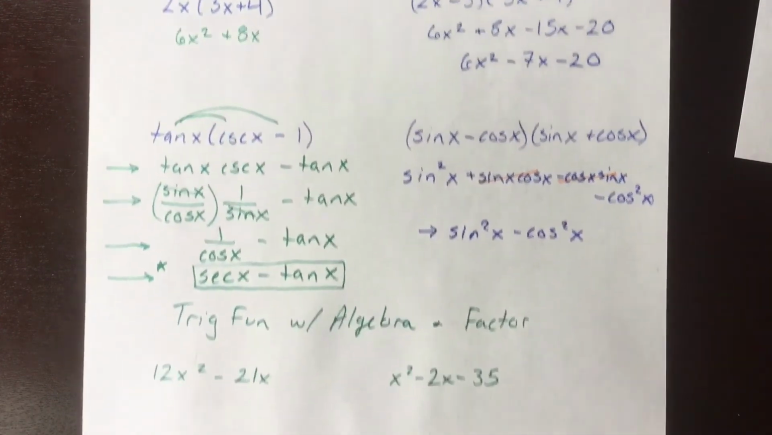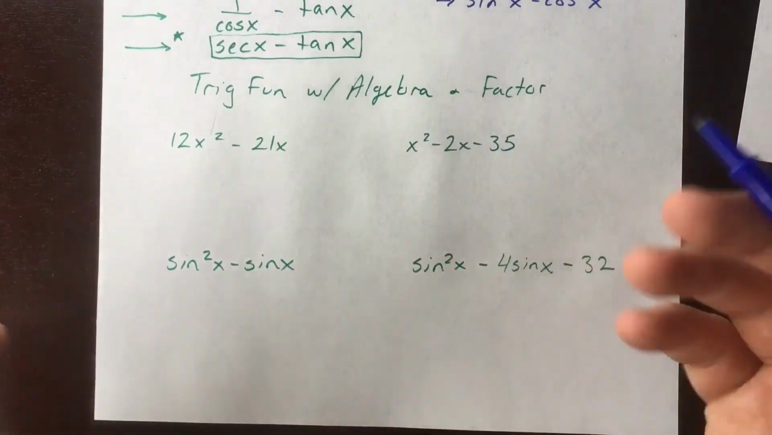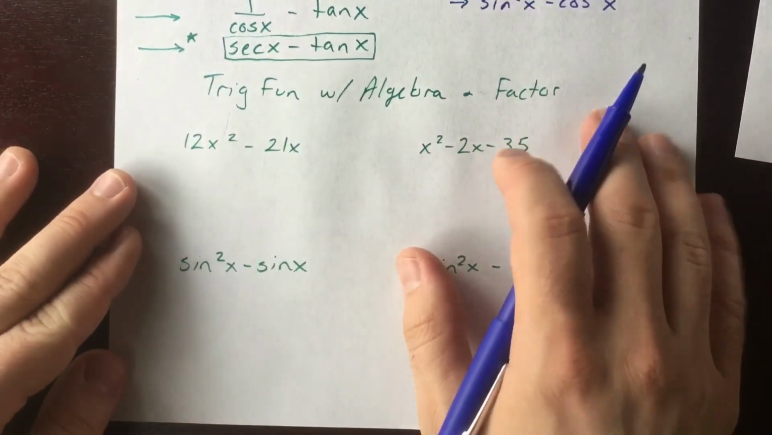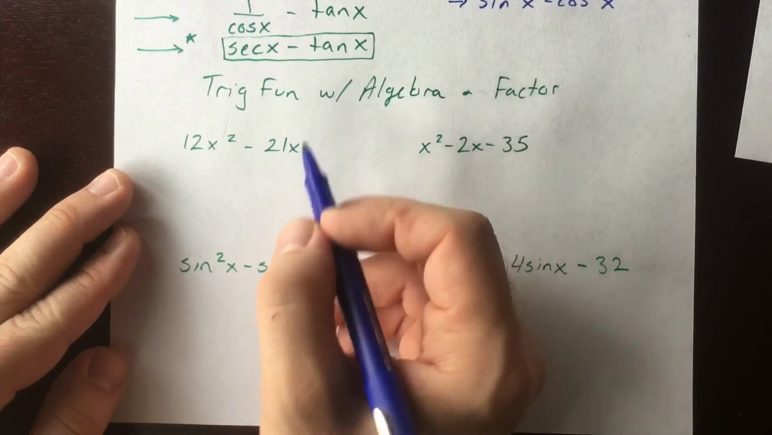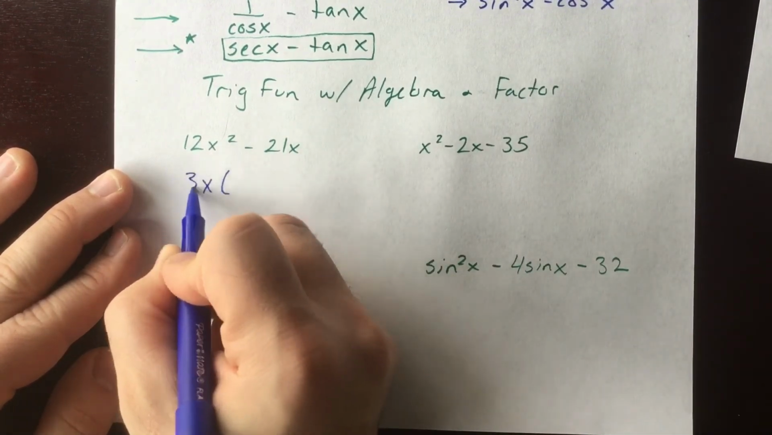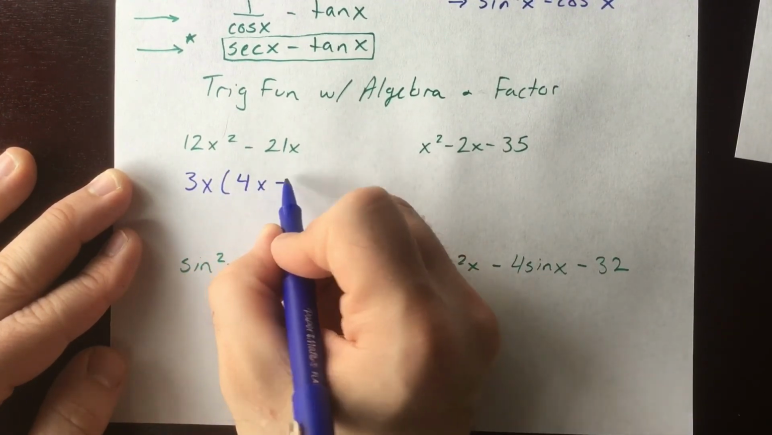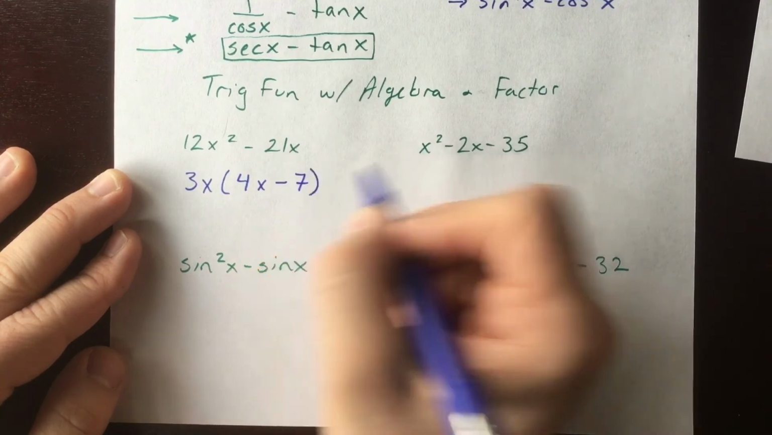So, let's try some algebra fun with factoring. So this is where we look for a common term. We've already done this already in this lesson. So 12x squared minus 21x, we know that there's a common x that's going to be pulled out, but also we can factor out a 3, which has 12 becoming 4x, and 21 would become minus 7.